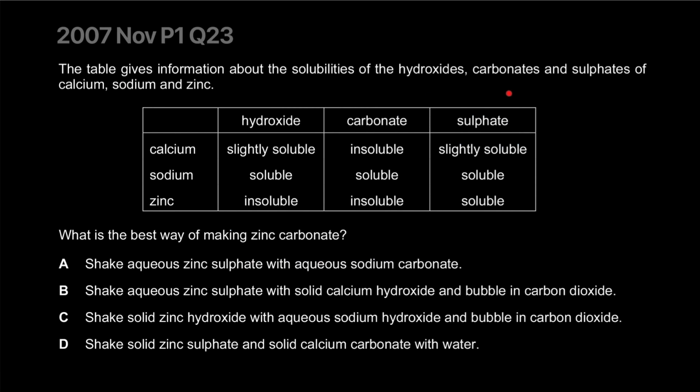The table gives information about solubilities of hydroxides, carbonates, and sulfates of calcium, sodium, and zinc. What is the best way of making zinc carbonate? Aqueous zinc sulfate. So you essentially want two aqueous solutions mixing together, right? You have aqueous zinc sulfate with aqueous sodium carbonate. If one of the salts in the product is insoluble, it'll definitely be made just by mixing two soluble salts. That's the theory, right? In every other case, you'll see that there's at least one solid or two solids. So A is our answer.